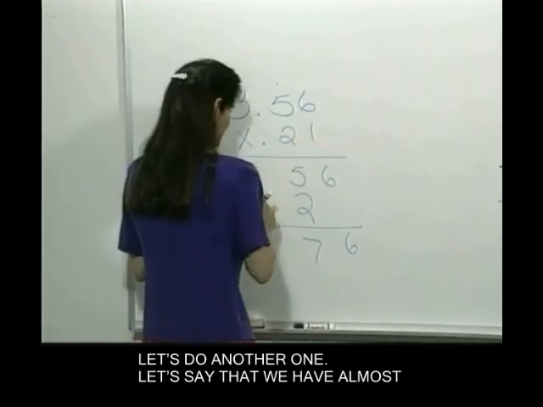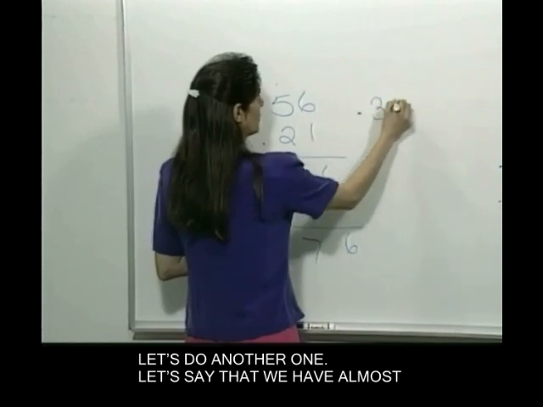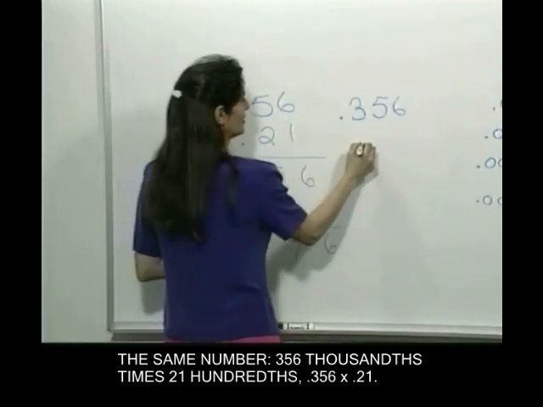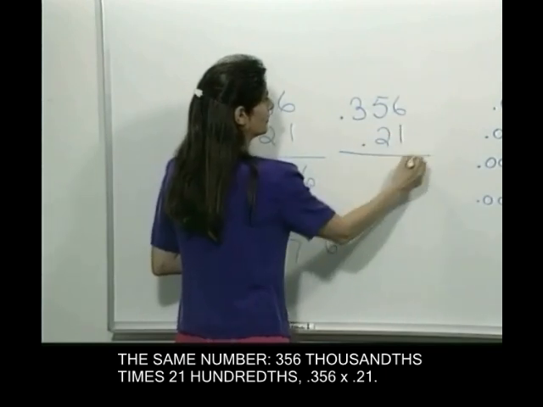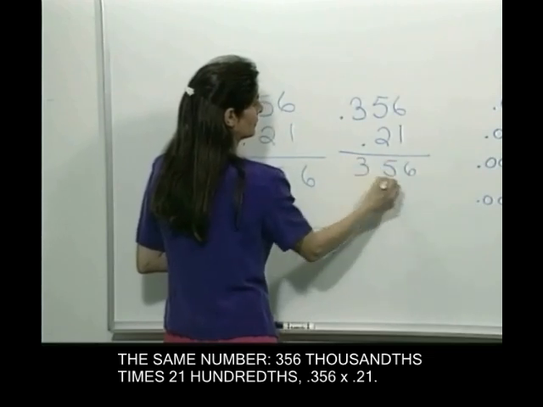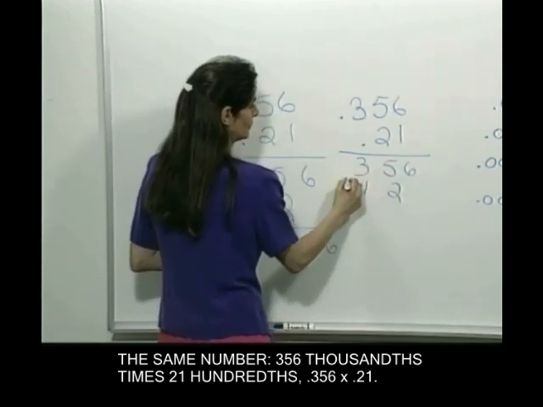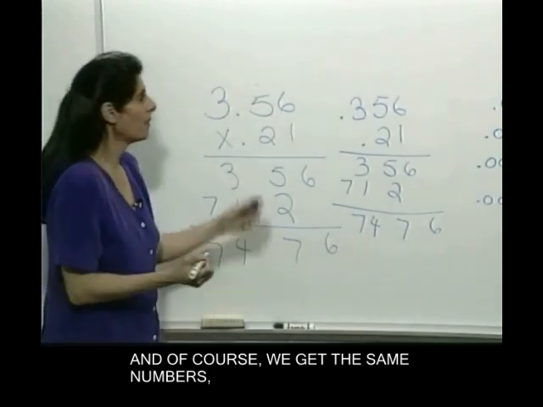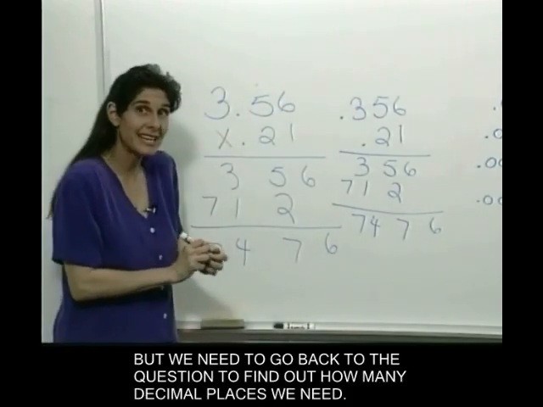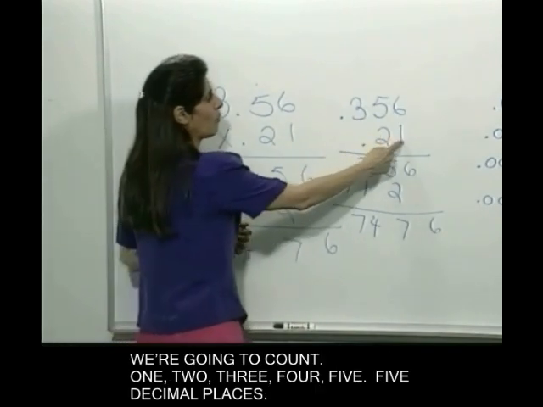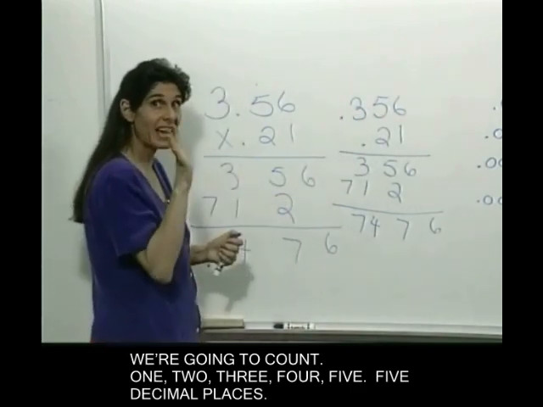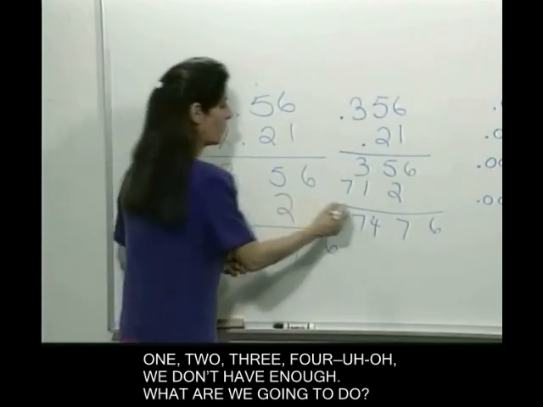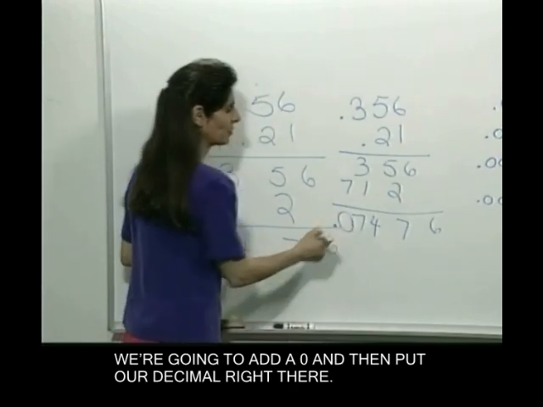Let's do another one. Let's say that we have almost the same number, 356 thousandths times 21 hundredths. And of course, we get the same numbers, but we need to go back to the question to find out how many decimal places we need. We're going to count. 1, 2, 3, 4, 5. 5 decimal places. 1, 2, 3, 4. Uh-oh, we don't have enough. What are we going to do? We're going to add a 0 and then put our decimal right there.